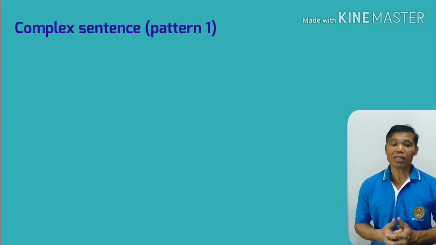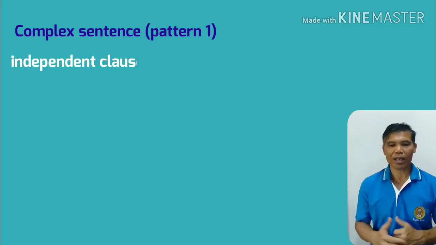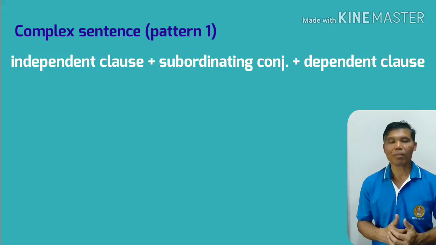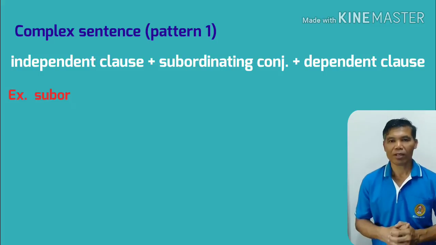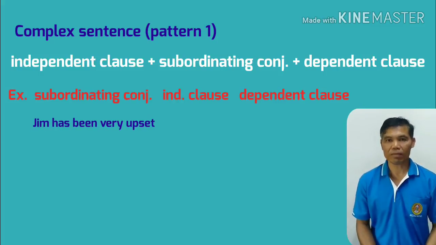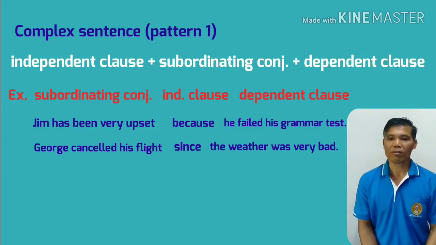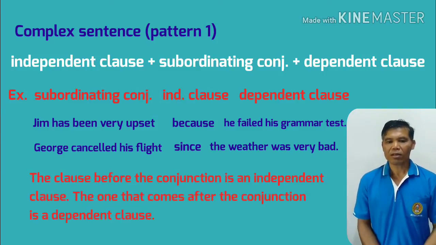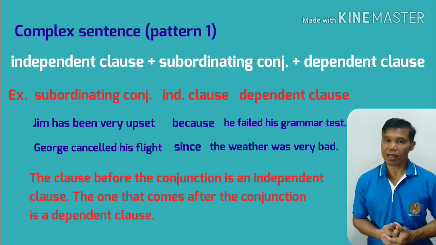Next, we will move to complex sentence patterns. Complex sentence pattern number 1. The structure goes like this. Independent clause plus subordinating conjunction plus a dependent clause. For example, Jim has been very upset because he failed his grammar test. George cancelled his flight since the weather was very bad. The clause before the conjunction is an independent clause, and the one that comes after the conjunction is a dependent clause.